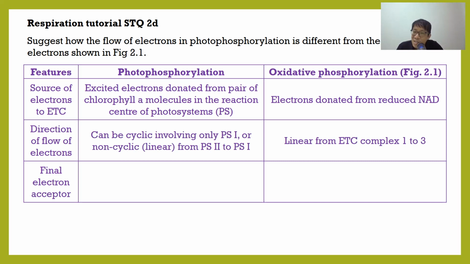But for oxidative phosphorylation, there's no cyclic or non-cyclic, it's just a linear flow, so kind of like non-cyclic. And because it's from figure 2.1, it clearly shows us the different ETC complexes, which are the electron carriers, so we can actually name the ETC complexes: 1, 2, 3. Okay. As for the final electron acceptor, that would be quite simple. That would be NADP versus oxygen. Okay.